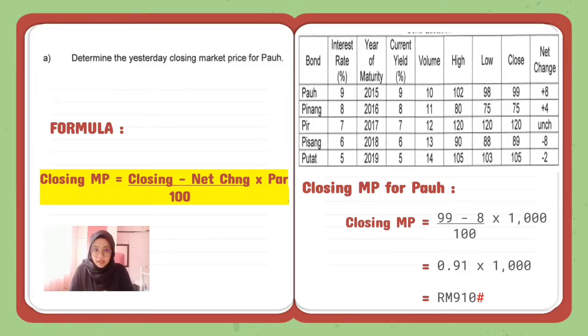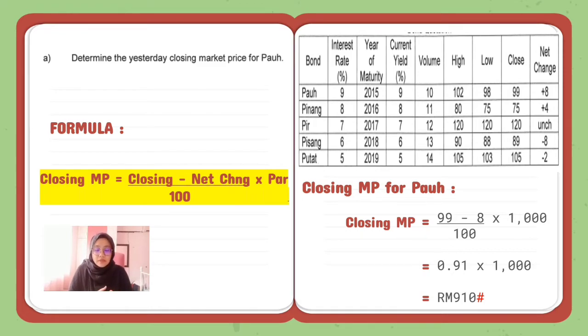For question A, the question asks to determine the yesterday closing market price for power. Below is the formula that I include for you to refer to, so that you can see how the calculation works more clearly. The question asks to find the closing market price for power bond. In this case, we will use the formula below, which is the closing price minus the net change, divided by 100 and times the par value.